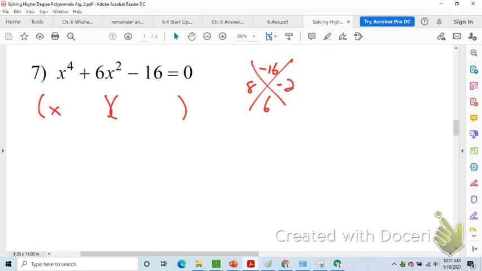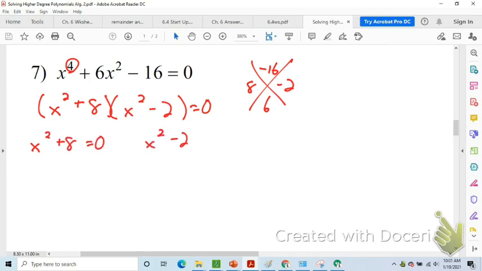So instead of x plus 8 and x minus 2, I realize that's an x to the 4, so I'm just going to make those x squareds. And that's going to take care of it for me. So, since these are equal to 0, I'm going to set each of them equal to 0. X squared plus 8 equals 0, and x squared minus 2 equals 0.